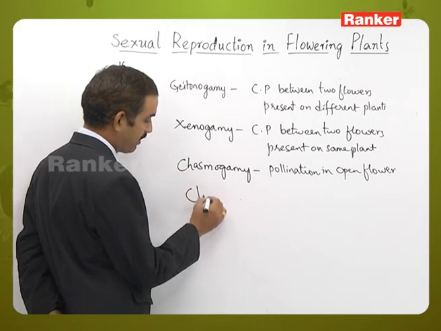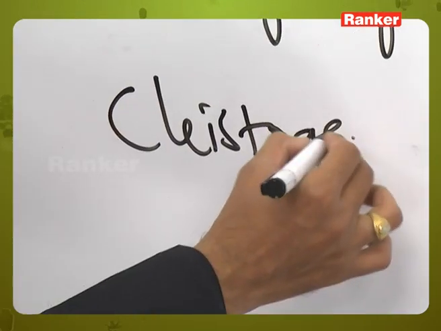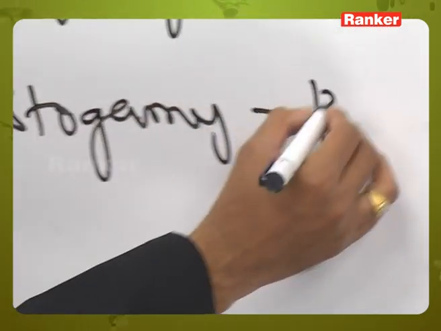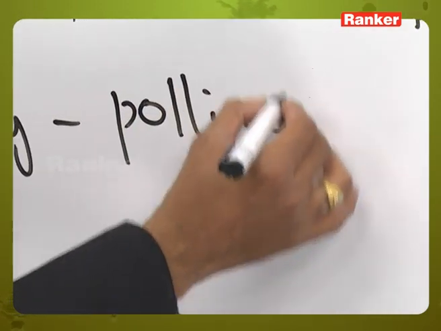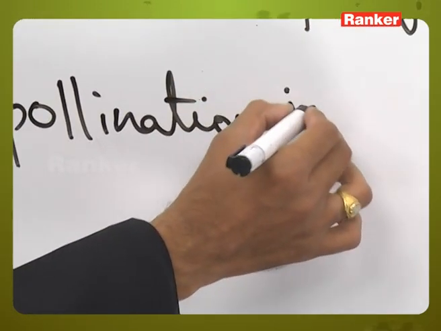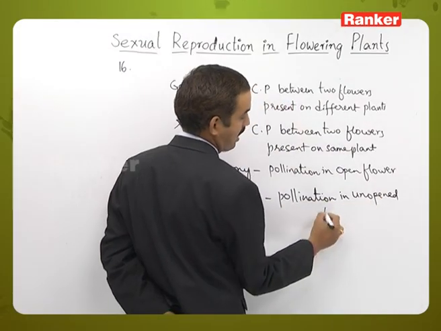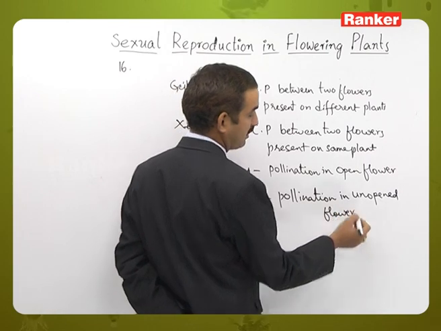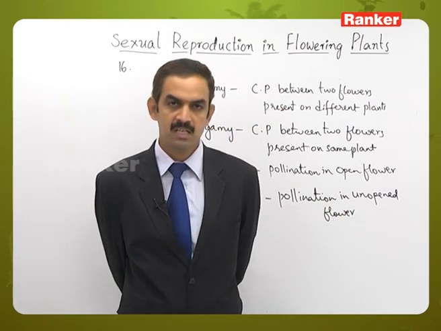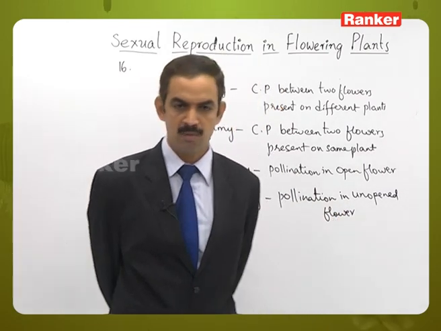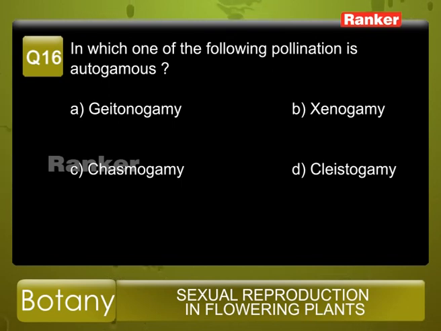Then cleistogamy. Cleistogamy is a pollination which occurs in unopened flowers. When the flower is unopened, there is no possibility for cross-pollination. Definitely, it has to go for self-pollination, that is autogamy. So, from the given options, option D is the correct answer.